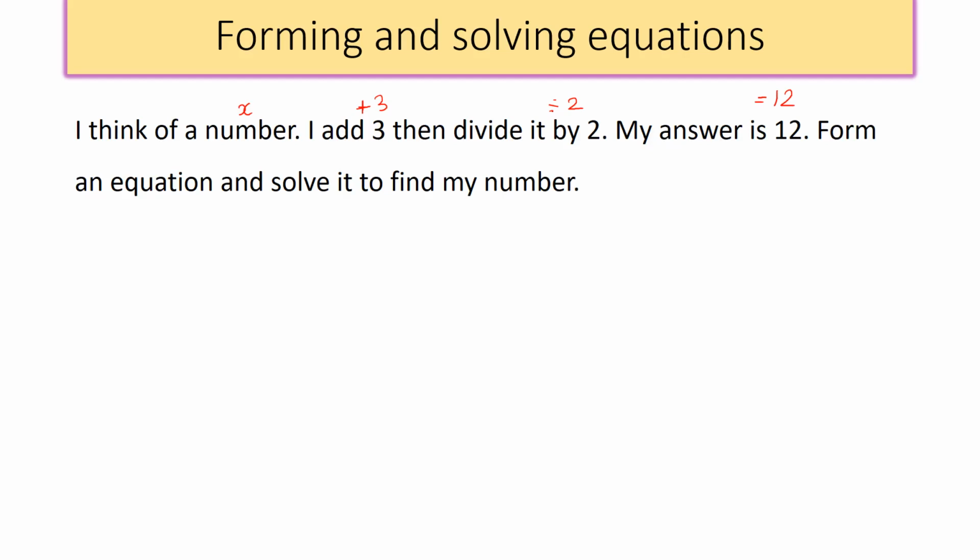So I'm going to start again. So I think of a number, that's X. Then I add 3. Then divide it by 2. Now, this is the tricky part. I can't just do it like this, because when I do this calculation, BIDMAS would tell me to do division first and then addition, and this is not what the sentence is saying. It says I add 3, then divide by 2. So that means I need to do this first, get my answer, and then divide by 2.